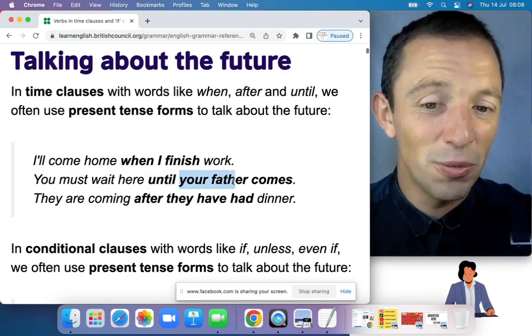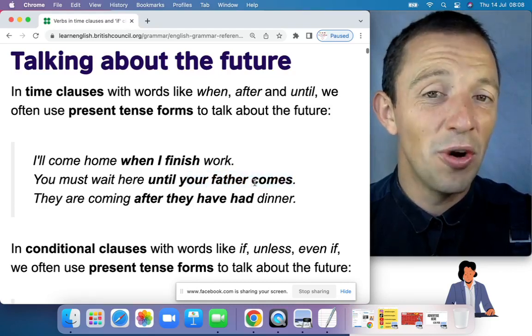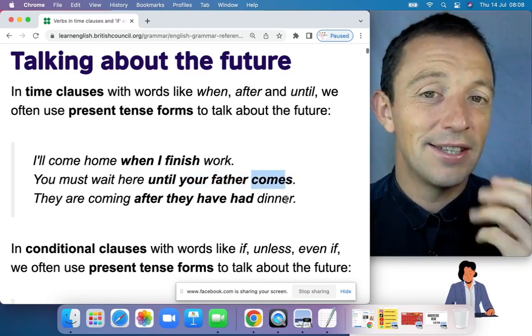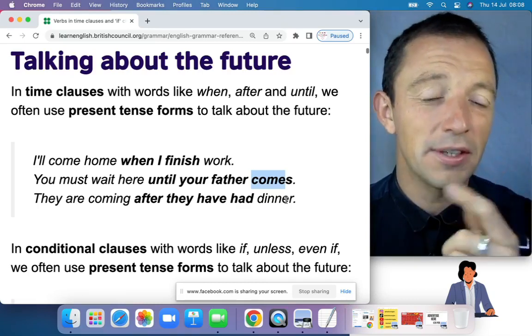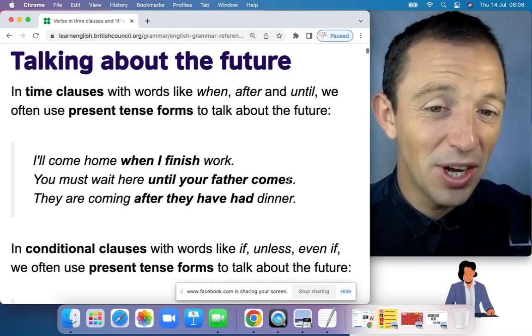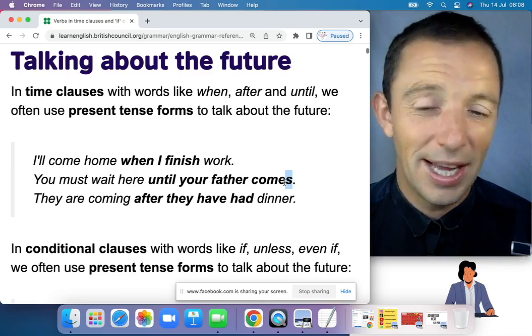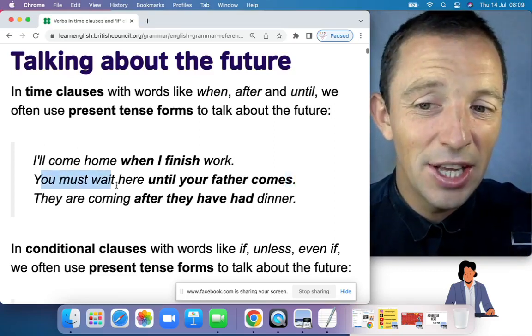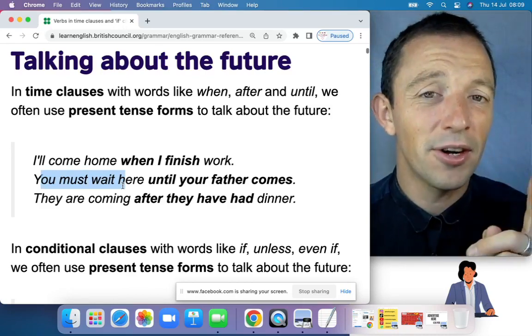Your father comes. So your father is the subject and the verb is to come. The third person has the S. For example, I come, you come, he comes with the S. Because it's the third person, we use the S. And that's the sentence. You must wait. You have the obligation to wait here until your father comes.